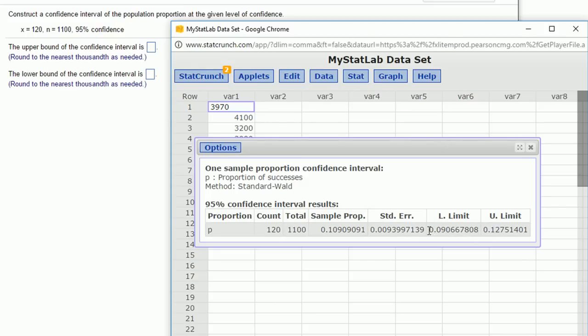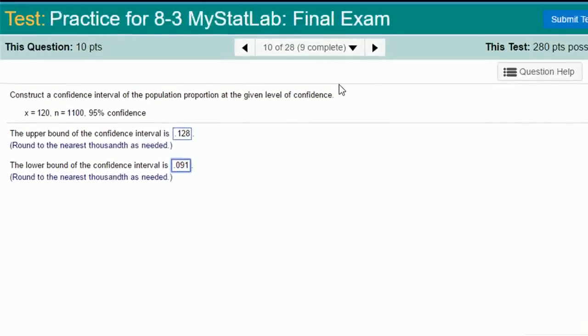That's what I want to copy, and it's asking for the nearest thousandth. Thousandth is 3 decimal places, but I have to round that up. 0.09. Okay.